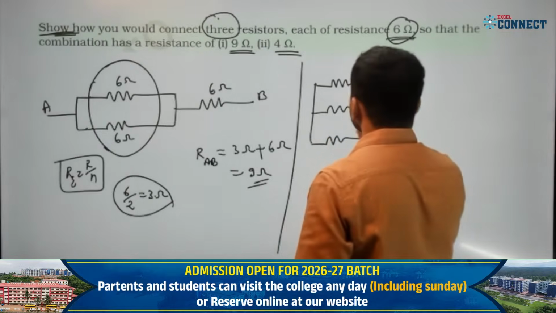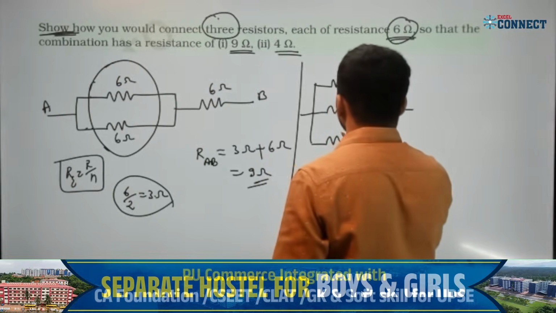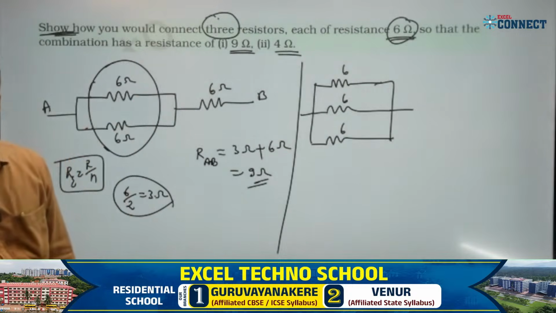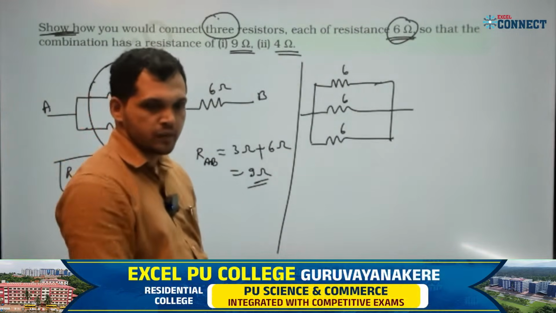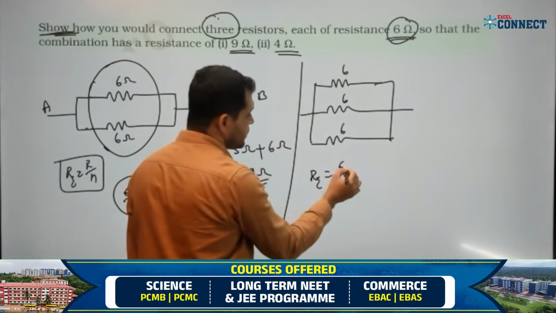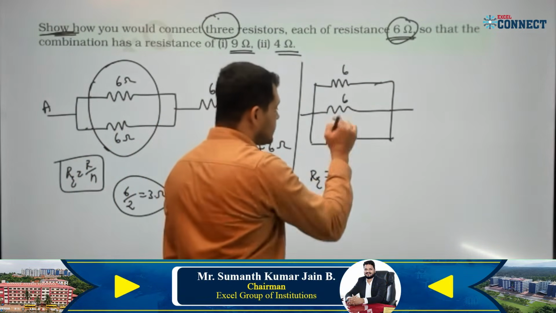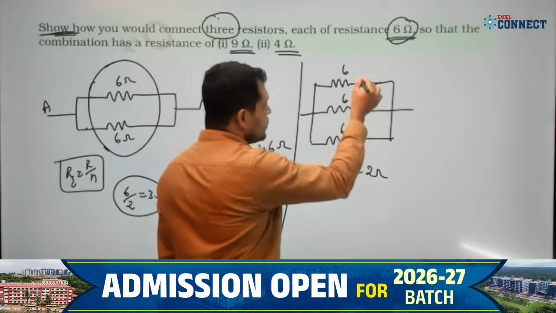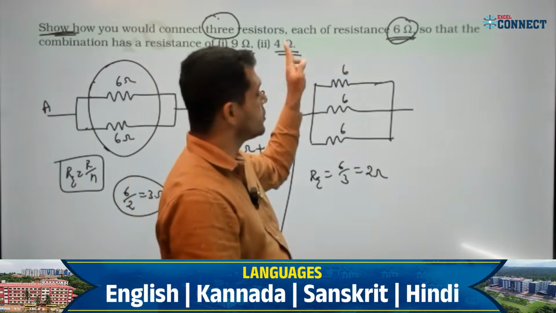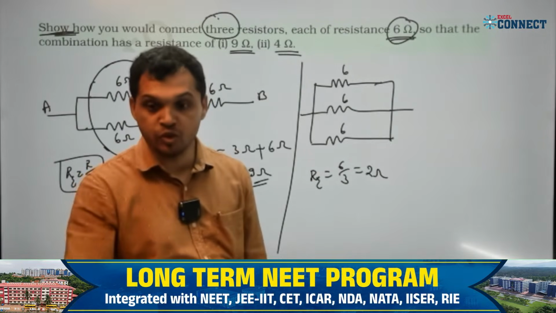If I take 3 resistors in parallel, what is the equivalent across this? 6 ohm, 6 ohm, 6 ohm. Again use the same concept, 6 by 3. R equivalent is 6 by 3, the R by N formula. For 3 resistors, 6 by 3 is 2 ohm. The equivalent of this is 2. How much do I have to get? I have to get 4. 2 plus 2 is 4.